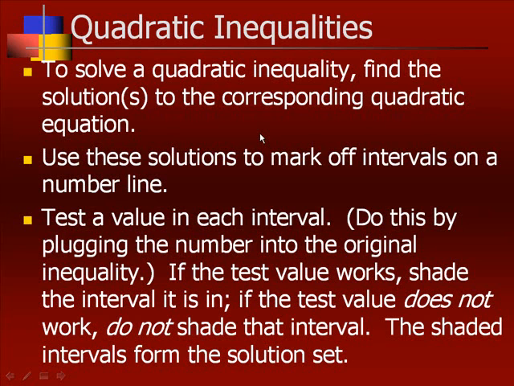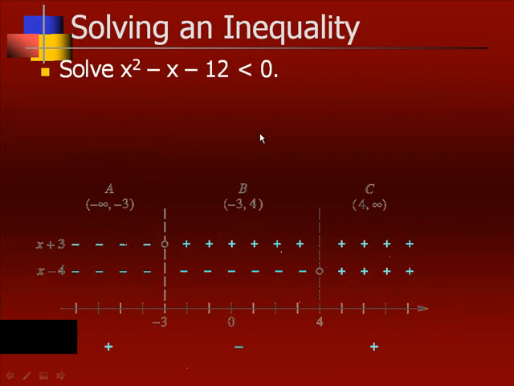Then we're going to use these solutions to mark off intervals on your number line. Then we're going to test a value in each interval. So I get back into the original problem. If that test value works, shade the interval that it's in. If the test value does not work, then don't shade that interval. And then when you're through, all of the shaded intervals form the solution set.